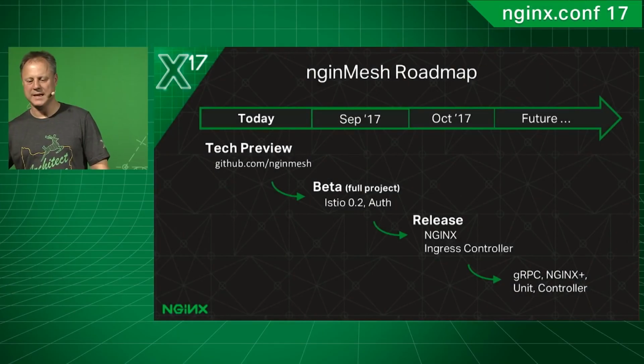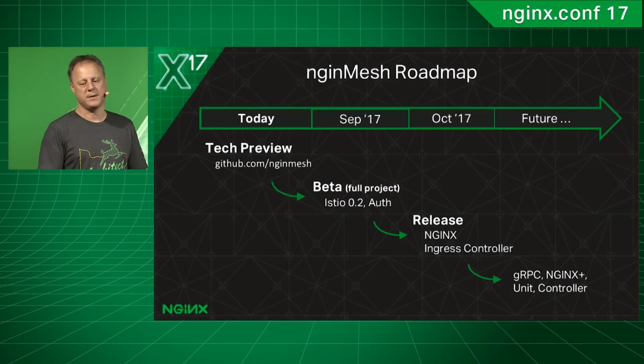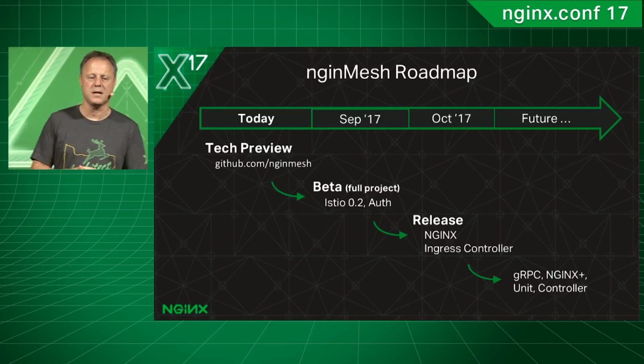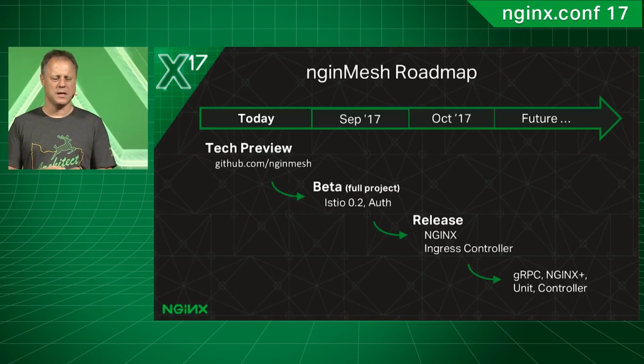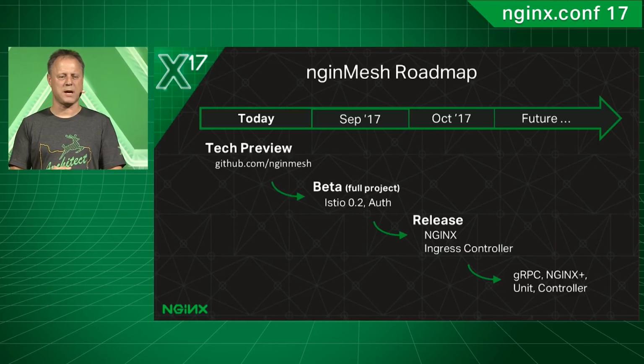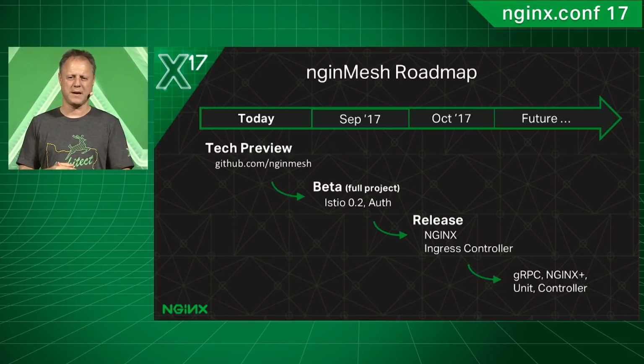This project is available on GitHub today. We just open sourced it, so you can play around with it yourself. It comes with instructions. In terms of the NGINX roadmap, it's in tech preview today. We have it available on GitHub at github.com/NGINX. This is our new product name.